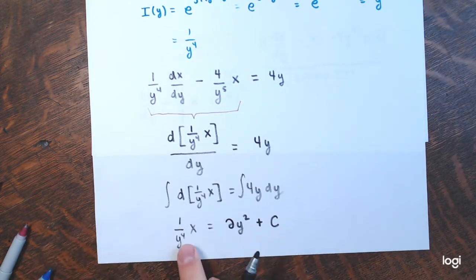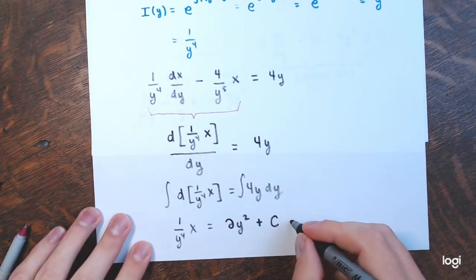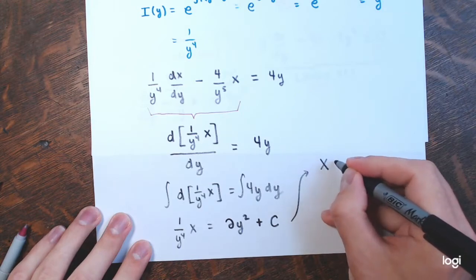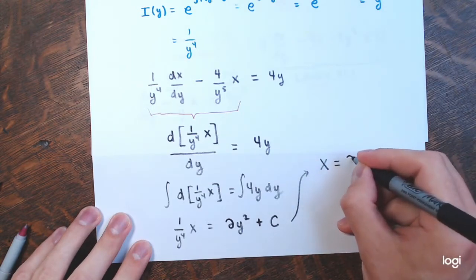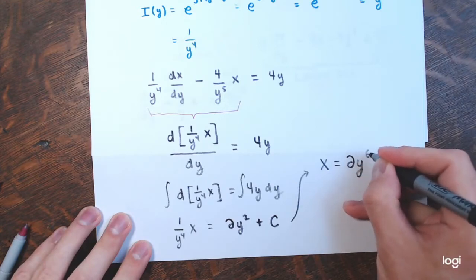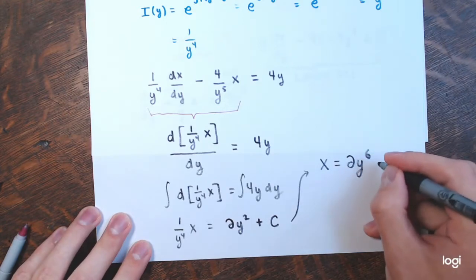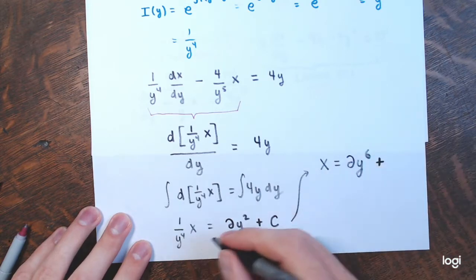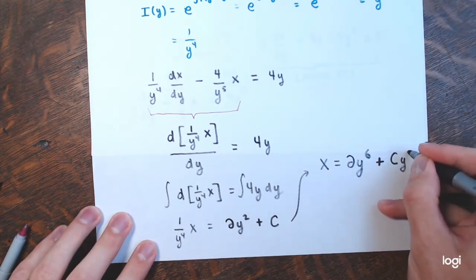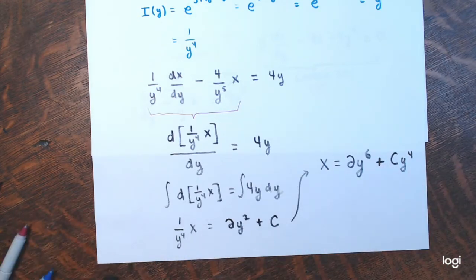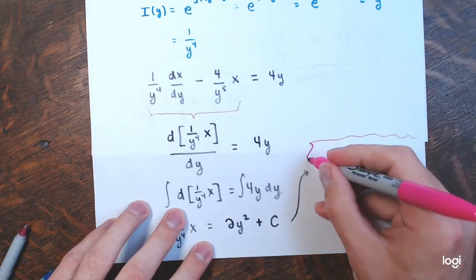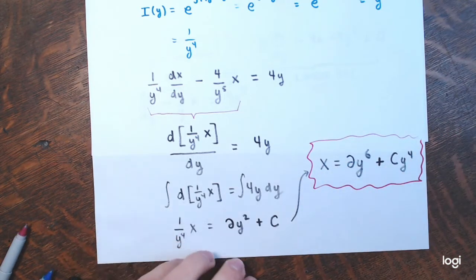Then I would multiply through, and this time we're solving for x. Remember, I'm treating x as the dependent variable, so we're getting x as a function of y. So I solve for x, multiply by y to the 4th, and finally we have x equals 2y to the 6th plus some constant times y to the 4th. Where again, c is a constant, and there's your general solution to this differential equation.